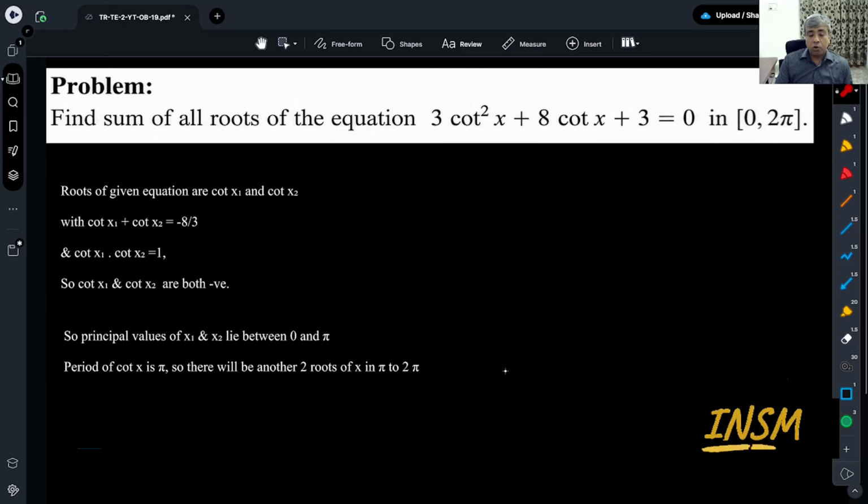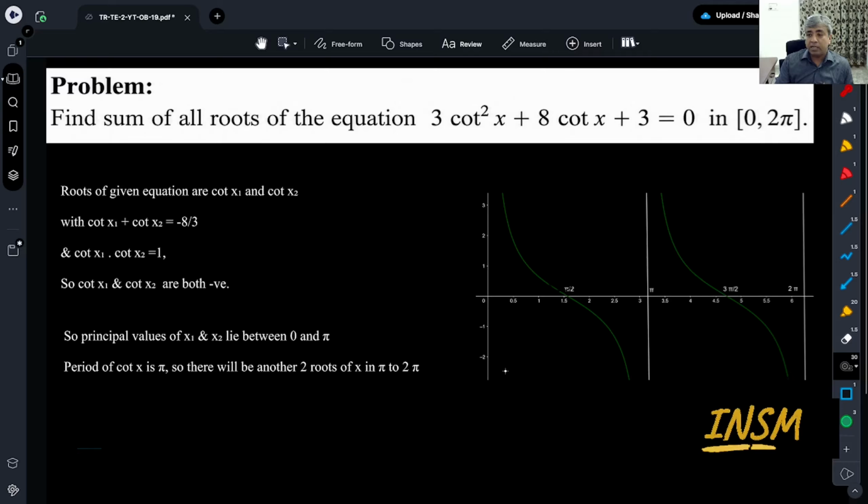So the principal values of x1 and x2: corresponding to cot x1 there will be a value x1, corresponding to cot x2 there will be x2, and they will lie between 0 and pi. But since cot x is a periodic function with period pi, there will be other roots between pi to 2 pi. And overall, we have to find the solution between 0 to 2 pi.